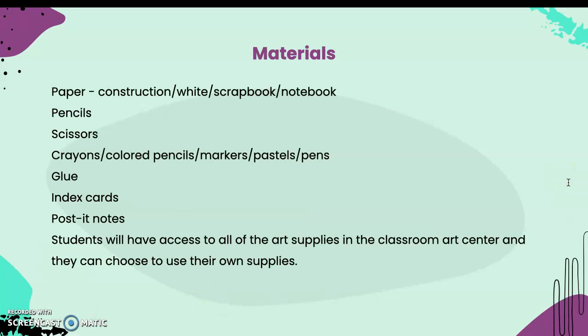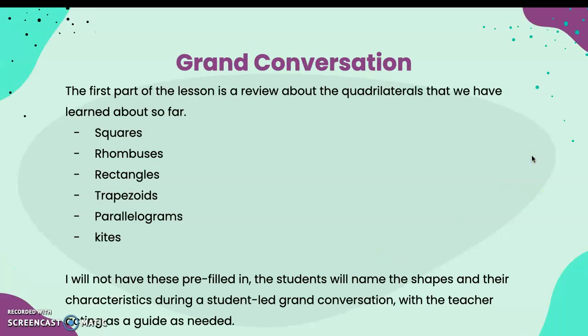The materials are art materials. As you can see here, different types of paper, different types of art mediums to work with, pencils, scissors, glue. The index cards and the post-it notes are really important. Those are teacher materials that you'll need to pass out at different stages in the lesson. And then, of course, the students will have access to the art supplies in the classroom art center that we have, but they can also choose to use their own supplies if they want to.